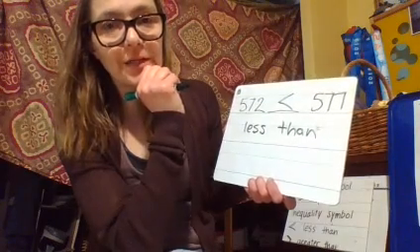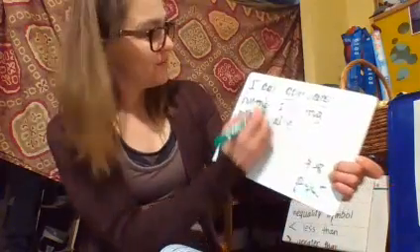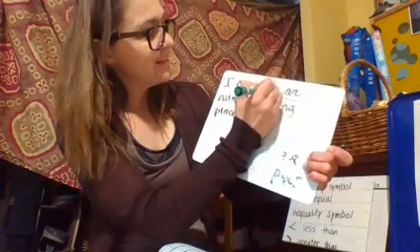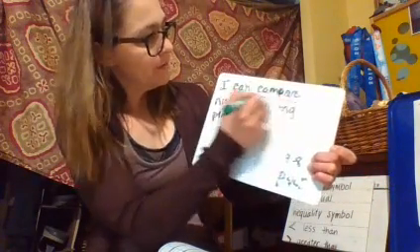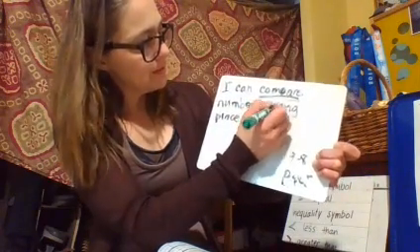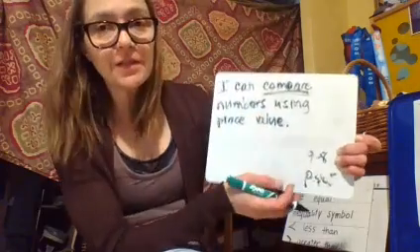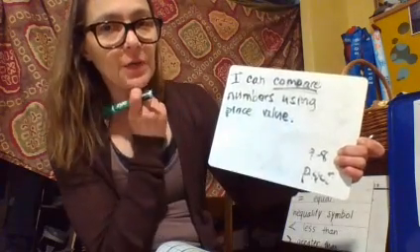So that's it for today's lesson. We can read the I can statement again. I can compare numbers using place value. And you're all very, very good at this. This whole unit should be very quick for you.